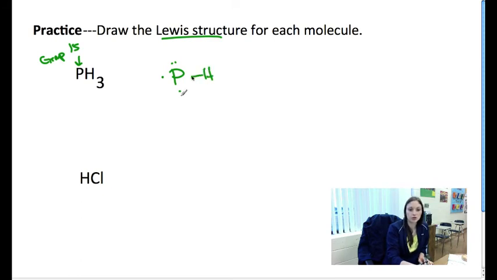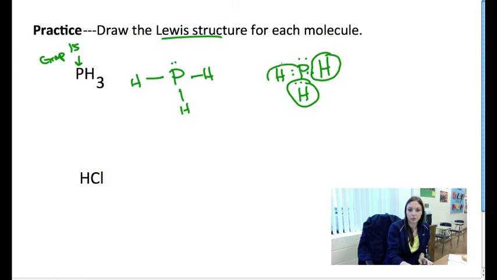P, H, H, H. You can also look at it with the dots. This H is going to share here, and it's going to have 2. This H is going to share, and it's going to have 2. This H is going to share 1 with the phosphorus. And now phosphorus is going to have 8 inside its little circle, and each hydrogen is going to have 2 inside its little circle, and they're all going to share.